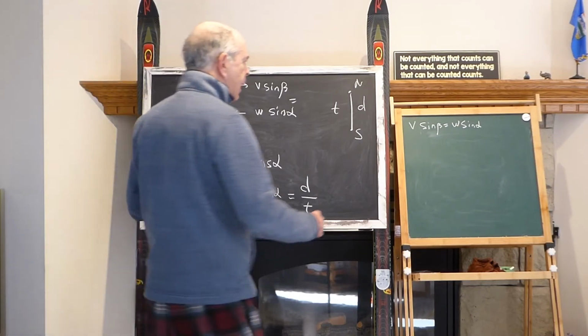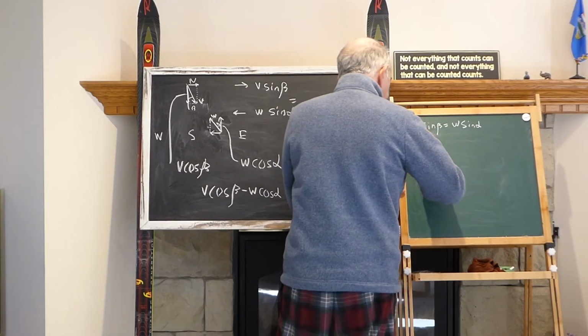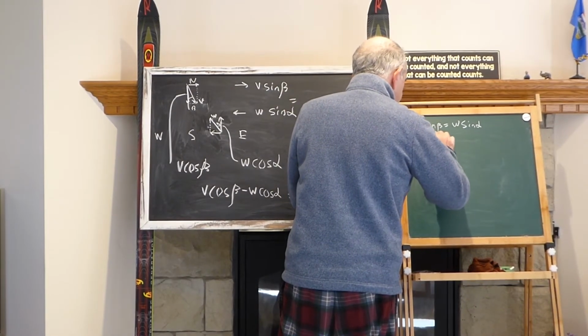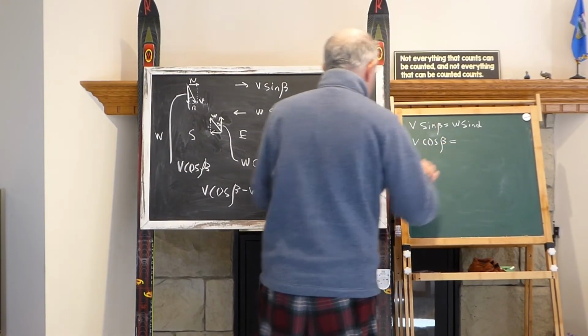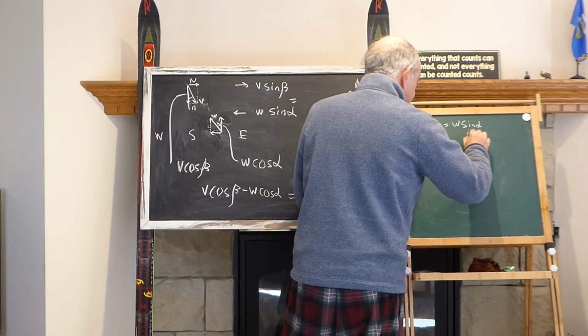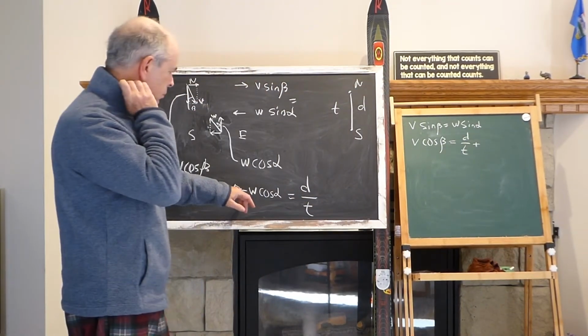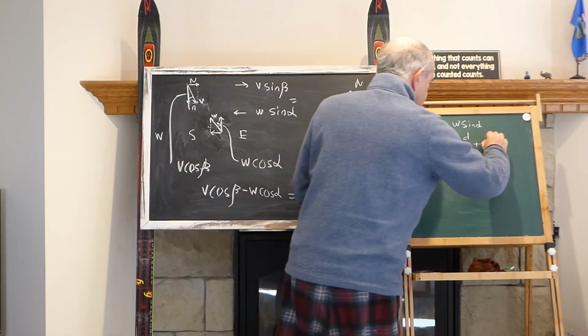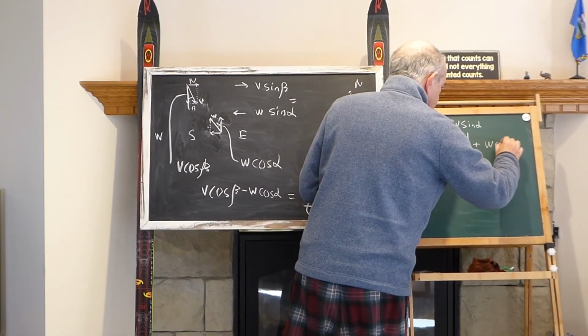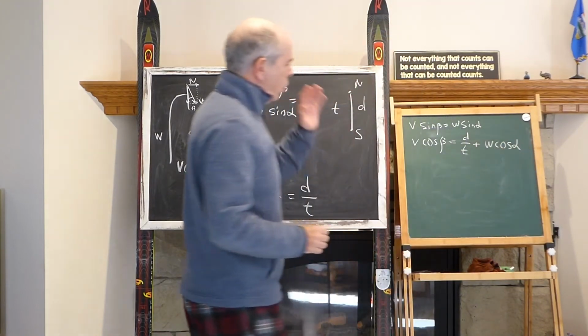V and beta are not known, so let's write those two unknown things. I will move them so they all will be on one side, and on this side we will have d over t plus w cosine alpha.